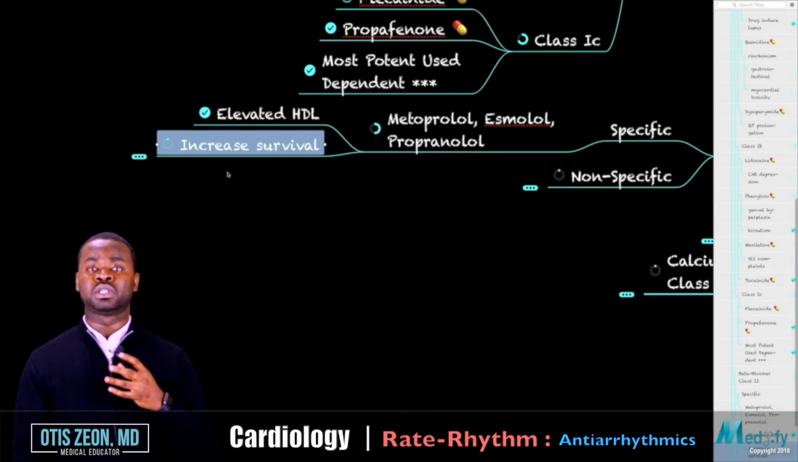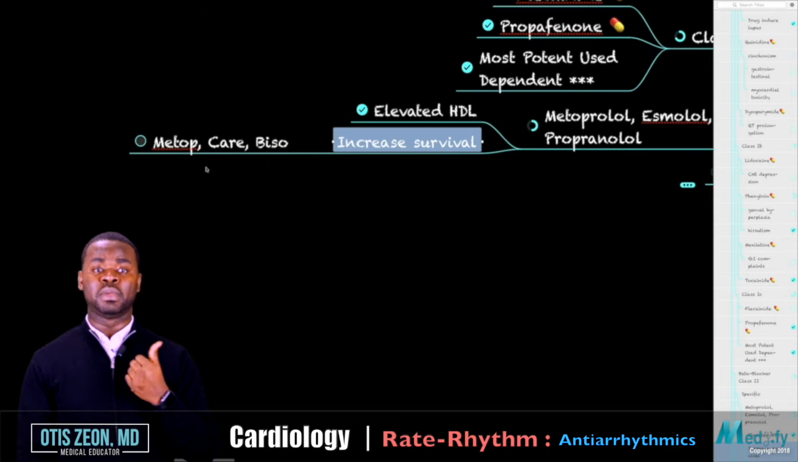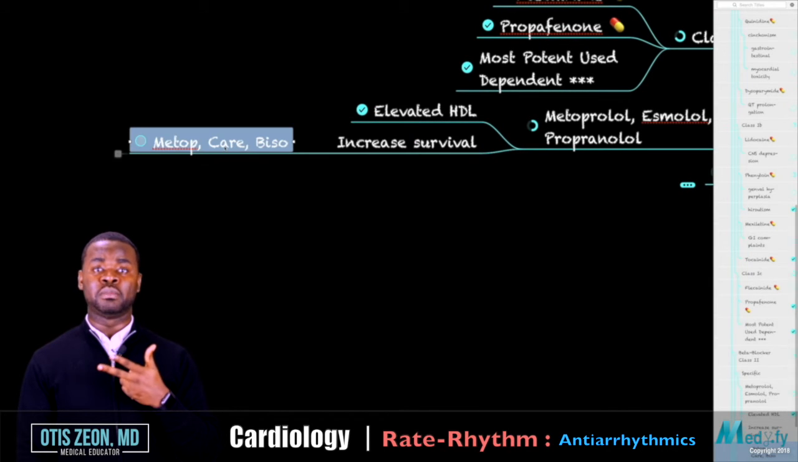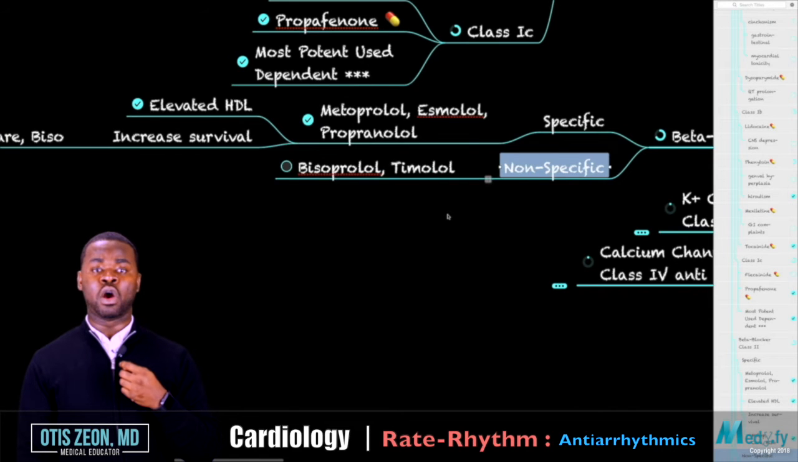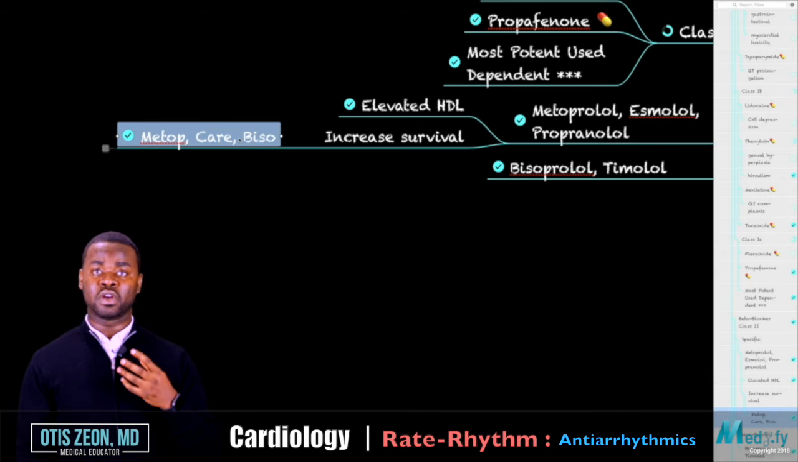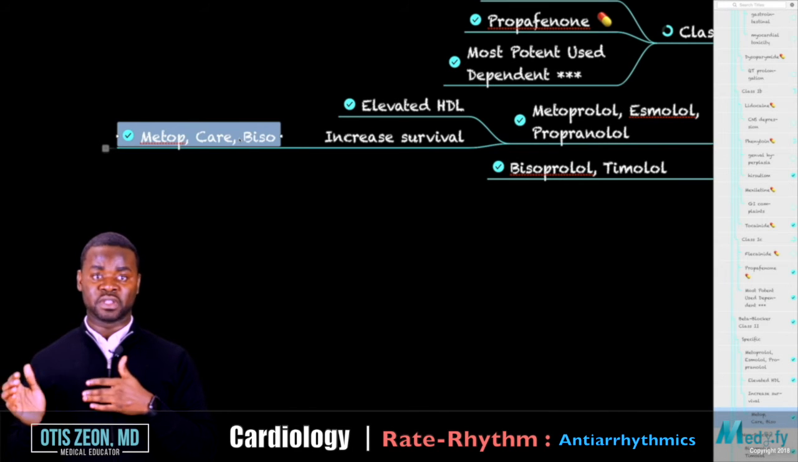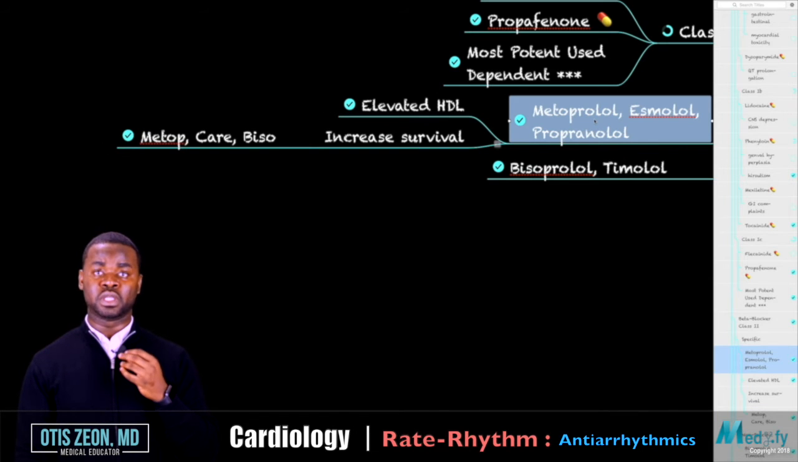These drugs are very important, and if you want to consider the class of beta blocker drugs that increases the person's survival rate, then you want to consider these ones: metoprolol, carvedilol, and bisoprolol. Then we move on. We said the non-specific beta blockers are bisoprolol and timolol. Now, I use bisoprolol here as one of the beta blockers that prolong the survival rate, but it's non-specific. But we have metoprolol, we have esmolol, and propranolol, which are the important ones that are very specific.